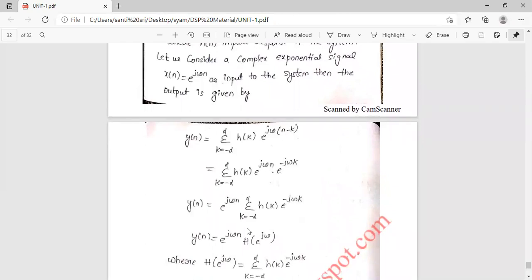So e power j omega n can be extracted out, into sigma k equal to minus infinity to infinity h of k into e power minus j omega k. So e power j omega n into this is nothing but H of e power j omega. This capital H of e power j omega, which is sigma k equal to minus infinity to infinity h of k into e power minus j omega k, is called the frequency response of the system.